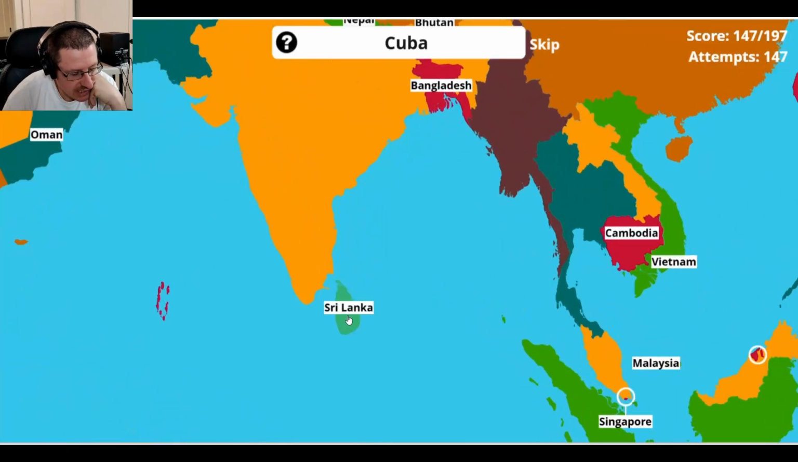Sri Lanka is right here. It has the world's oldest planted tree. It's like 2,500 years old. It's like a fig tree.